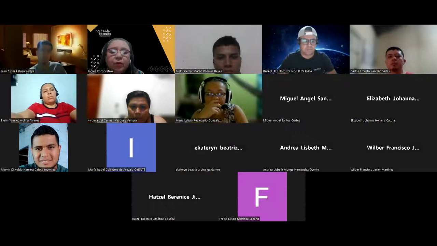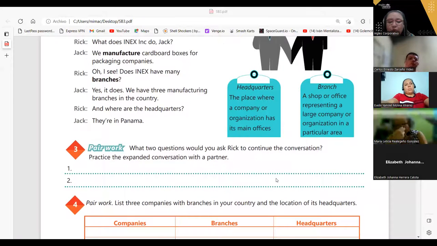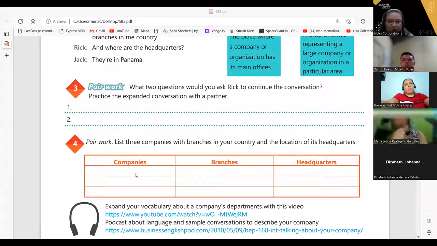So here we go. I'm going to ask some volunteers in order to share, okay? Because this was the conversation. You expanded here the two questions and, okay, the companies. Do you remember some of the companies that you listed here? You had to write the name of three companies, okay? Tell me one.